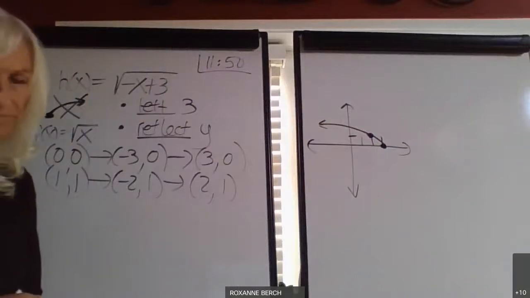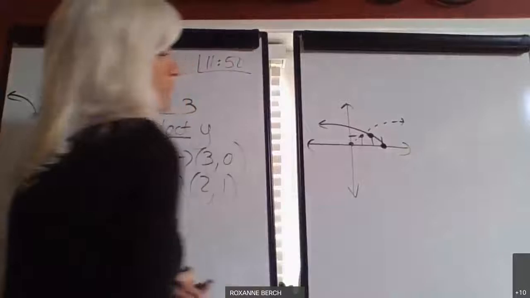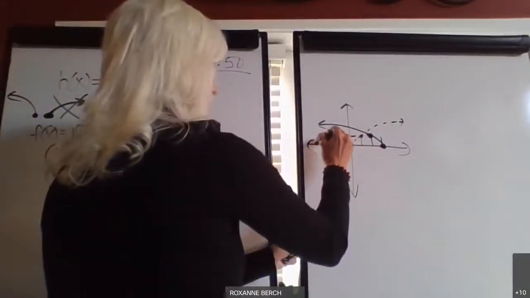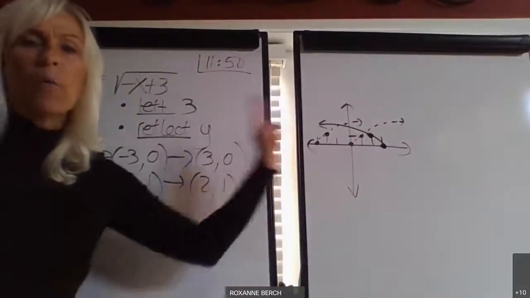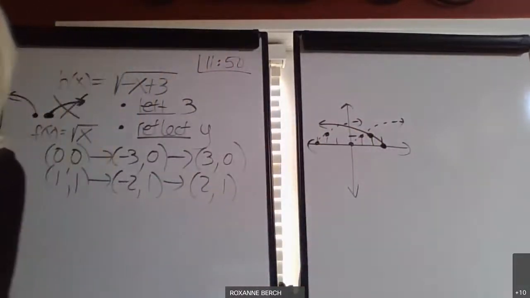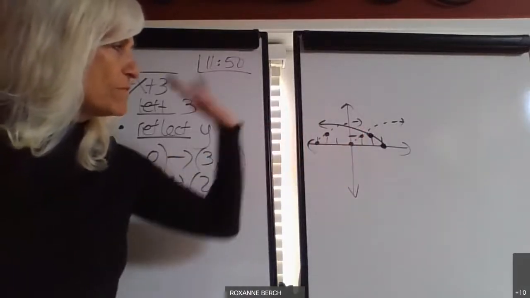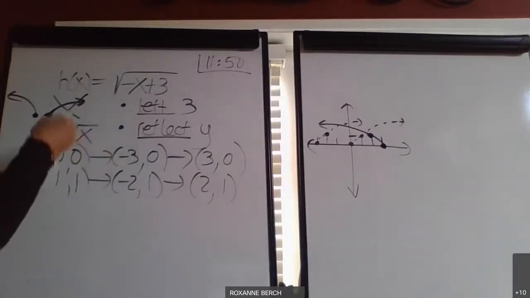So think about this. Your parent looked like this. You move the parent left 3. And then you reflected that over the y-axis. So isn't that right? Doesn't this show the parent shifted left 3 and reflected over the y-axis? Yes, it shows it. So let's do some more of these.